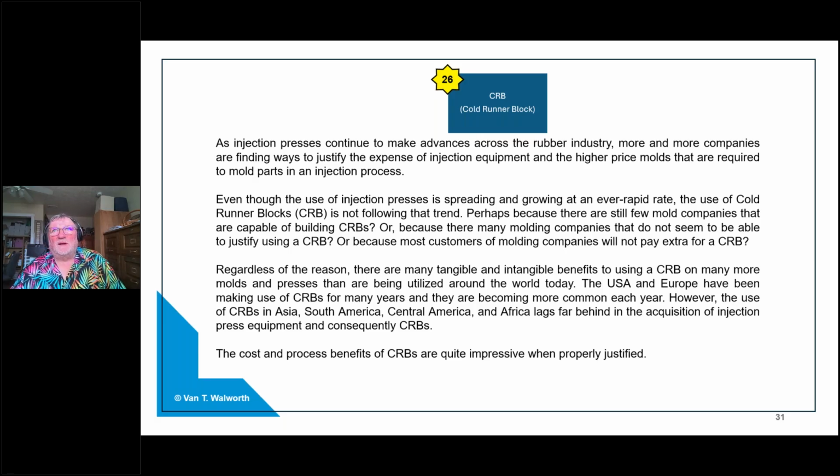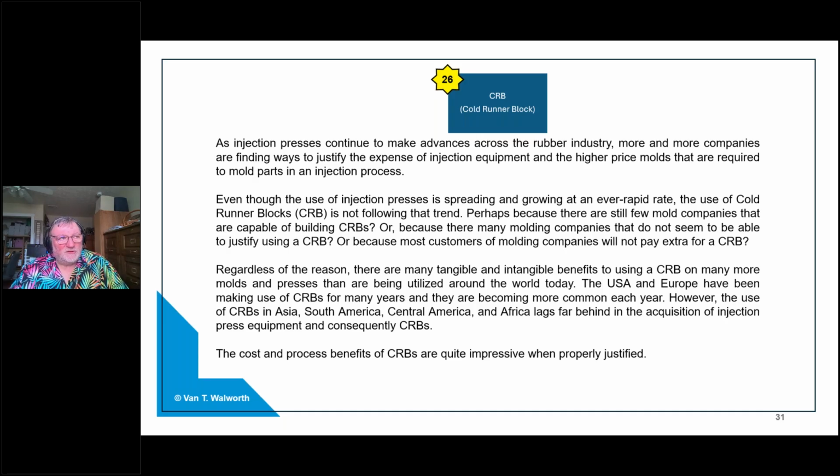CRBs are cold runner blocks. Cold runner blocks have been used in Europe for easily 30 years, extensively, and more extensively now than ever before. Cold runner blocks have been used in the United States for almost that long, but have really started coming into use in the last 20 years.